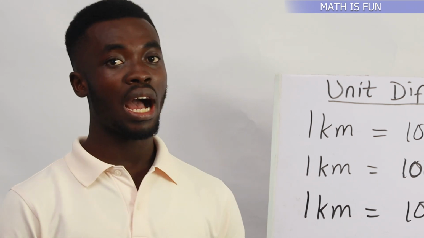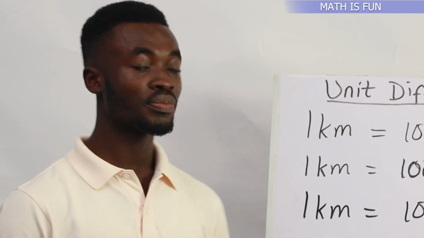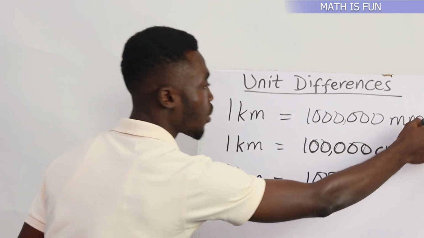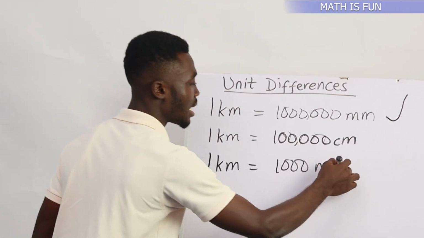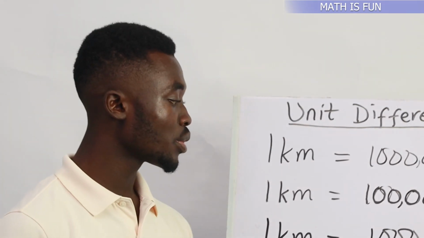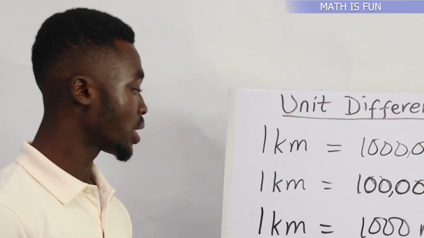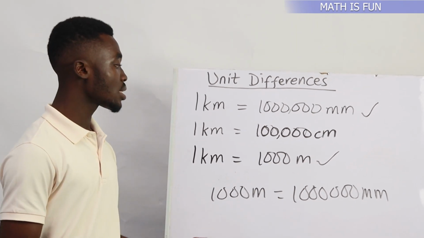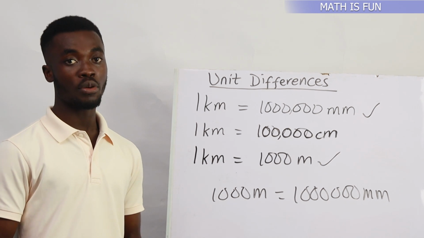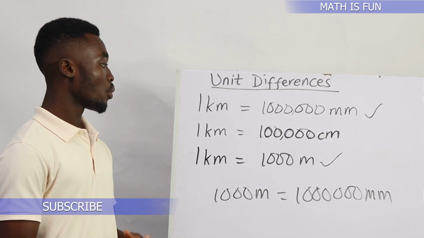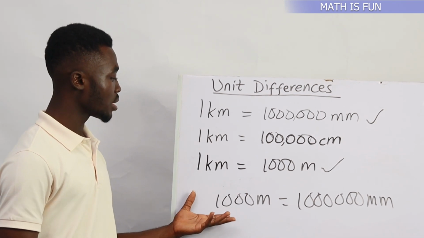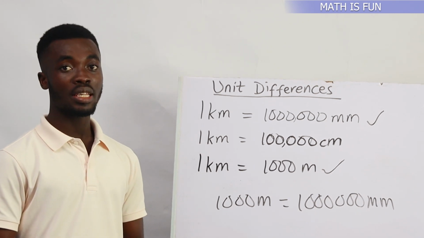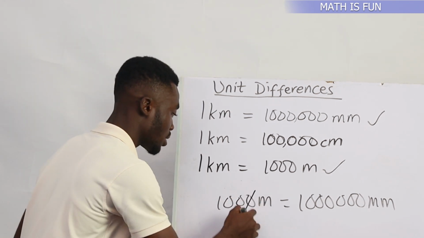Now let's look at how we can determine the unit differences. 1 kilometer will give us 1 million millimeters. So we are going to look at the difference between millimeters and meters, to find the difference between these two units. What we need to do is to cancel the difference of zeros. Now we can see that we have 1,000 meters having 3 zeros, 1 million millimeters having 6 zeros. So we are going to cancel out the zeros.